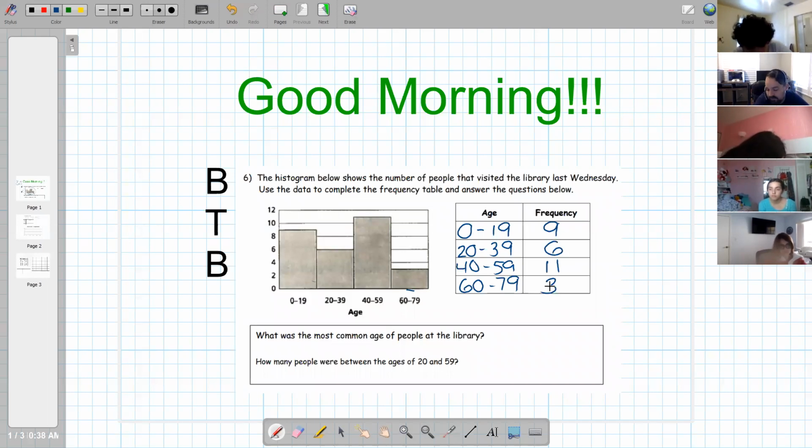And then there were 2 questions for us to answer. What was the most common age of people in the library? The answer to that one is the one that has the most frequency, which was from 40 to 59. And the second question, how many people were between the ages of 20 and 59? Anyone have any thoughts on how to answer that question from 20 to 59? Max, you want to go for it?